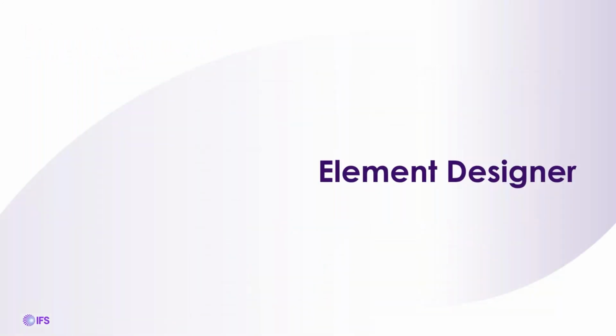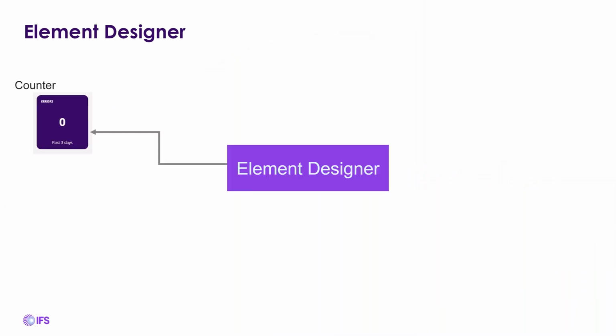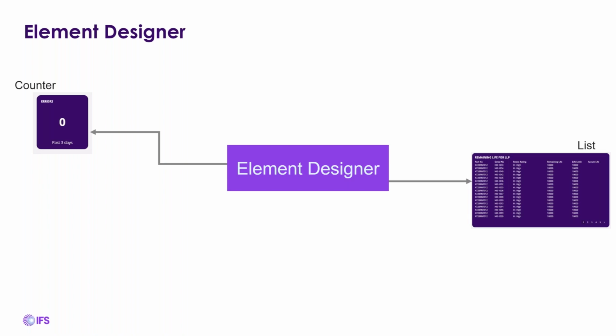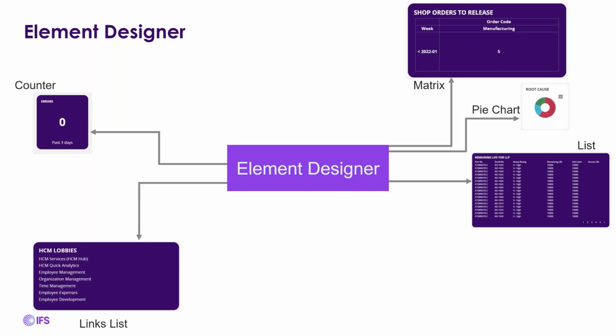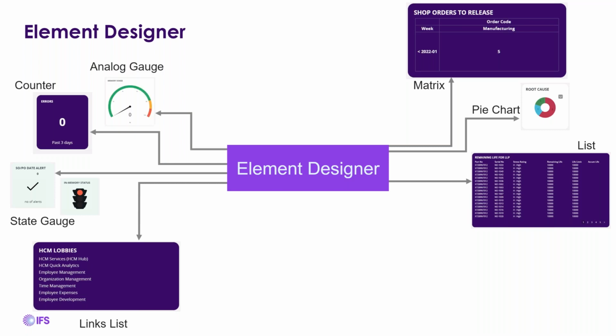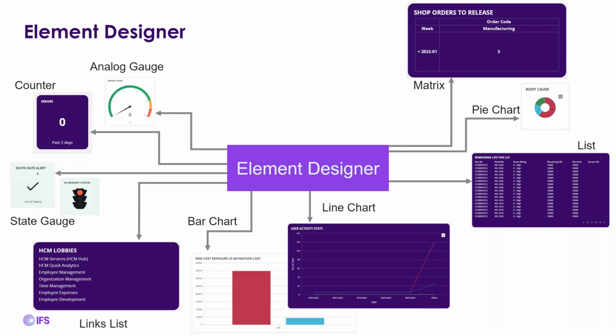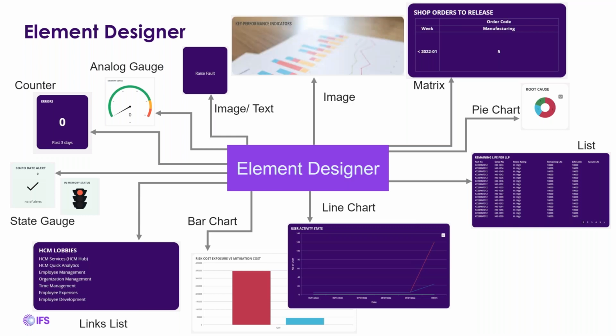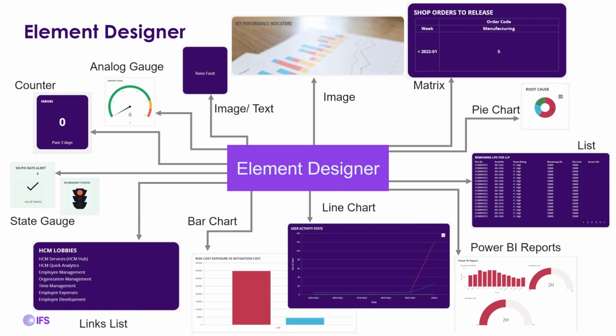Now let's move on to the element designer. From the element designer, we can create different types of elements: counter, list, matrix, pie chart, linked list, stage gauge, analog gauge, bar chart, line chart, image or text, image, and if we have Power BI integration, Power BI reports elements as well. So you notice there are many types of elements we could create. Now let's see an example of creating a list element.